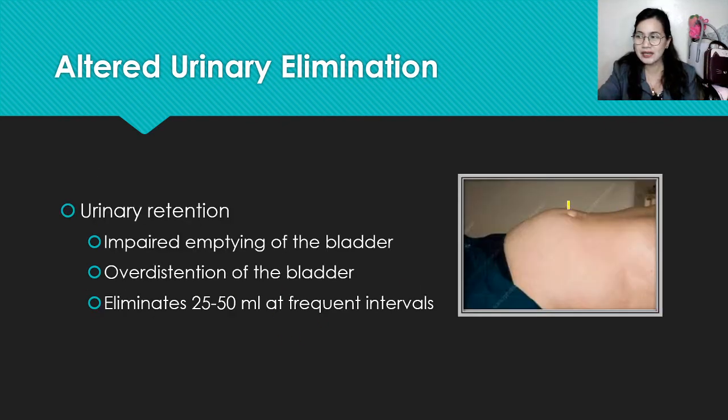Urinary retention, as you can notice here in the image, is impaired emptying of the bladder, and you can see here overdistension of the bladder. And here, the clients only eliminate 25 to 50 ml at frequent intervals.